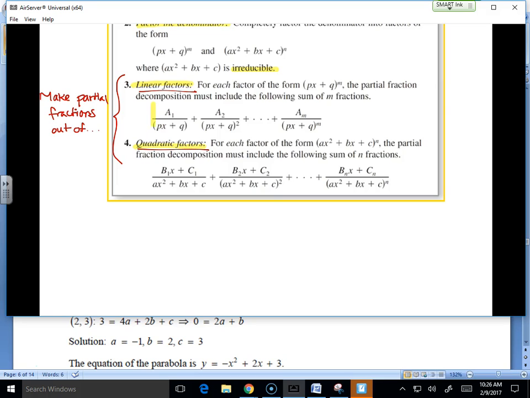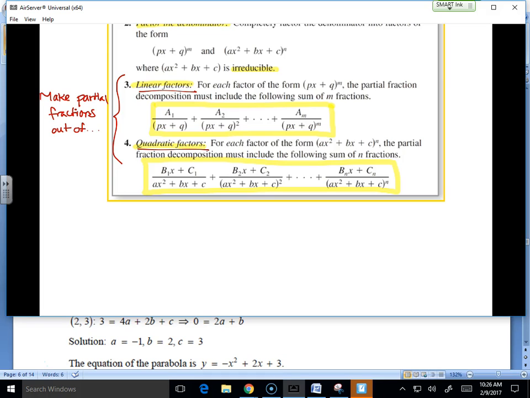And what you do for linear factors is you write them of the form, and this isn't bad, A1, A2, A3, blah, blah, blah. That's not a bad way of doing it. I might show it a little differently when I start actually solving. But long story short, A is a number that we're going to have to find, and capital B and capital C are numbers that we're going to have to find.